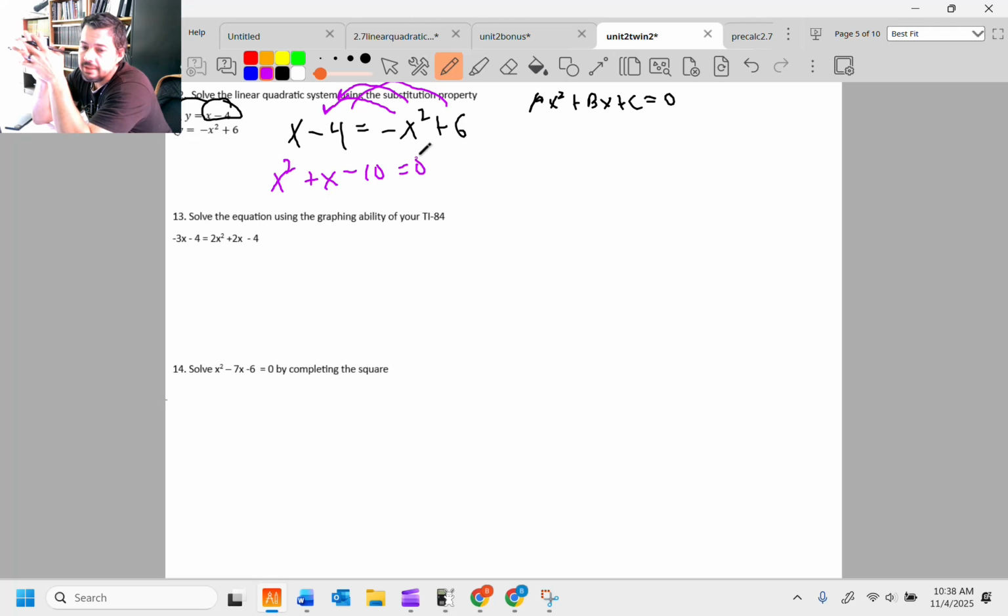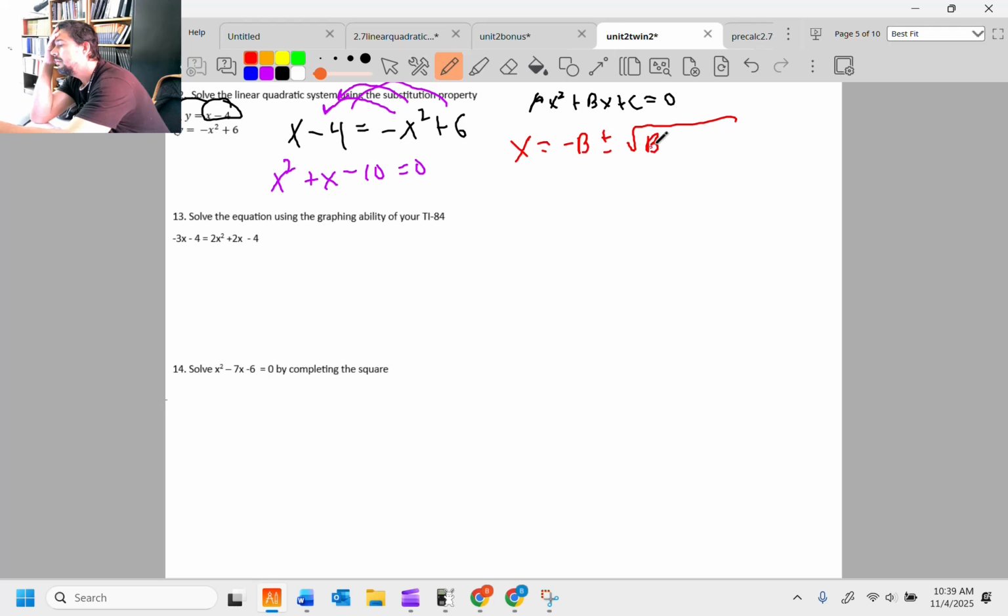Now, this one does not factor. It is kind of an ugly little problem. It doesn't factor. Sorry about that. I know it doesn't factor because can you think of factors of 10 that add to 1? So you're going to do the quadratic formula. You're going to sing a little song. The little song goes something like this. It goes x equals negative b plus or minus square root b squared minus 4ac all over 2a.